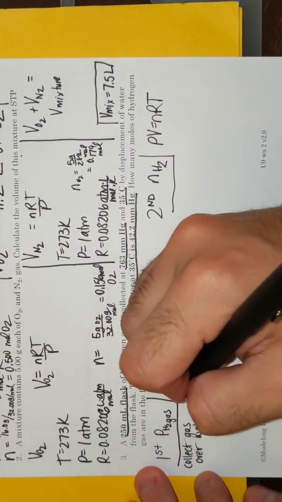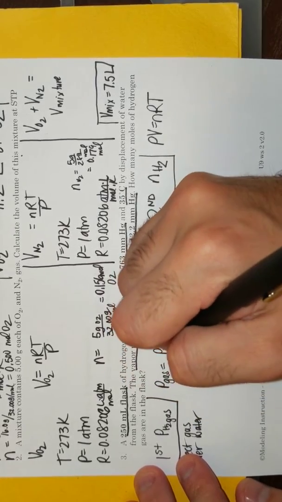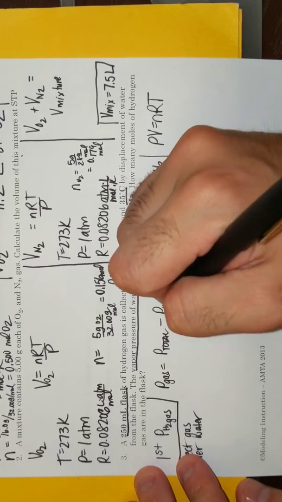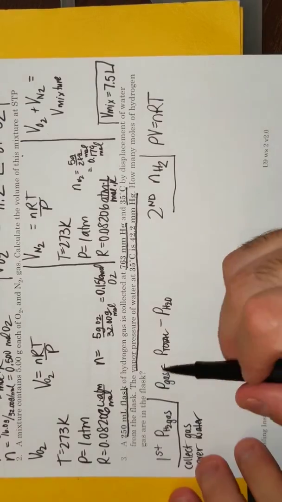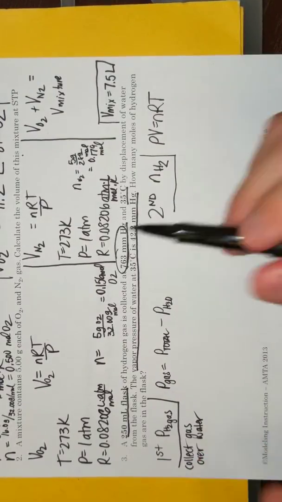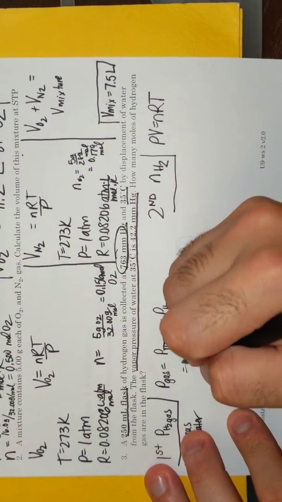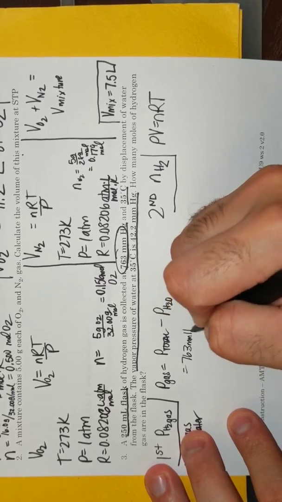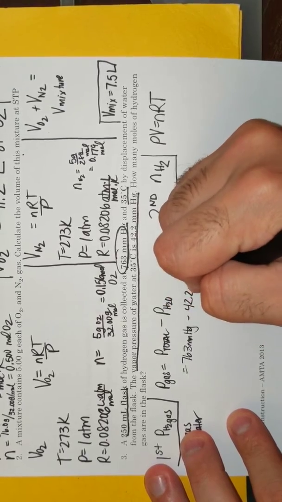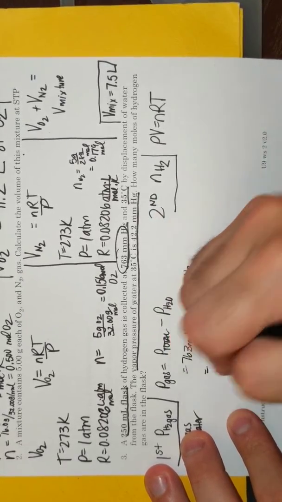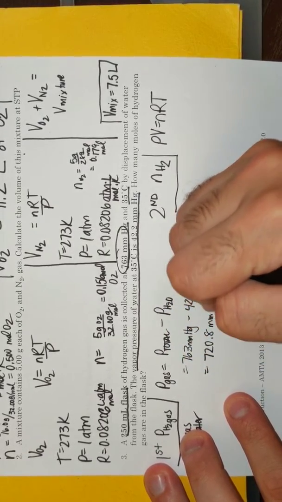So if I want to collect gas over water, P of the gas is equal to P total minus P of H2O. That is the equation for collecting a gas over water. So my total is this. That's the total. The gas was collected at 763 millimeters of mercury. So that's my total. So 763 millimeters of mercury minus, it says the vapor pressure of water is 42.2 millimeters of mercury. If I do this calculation correctly, I should get 720.8 millimeters of mercury.